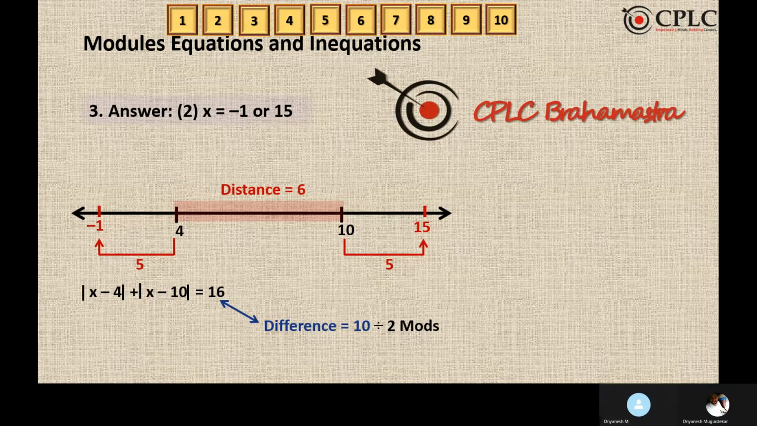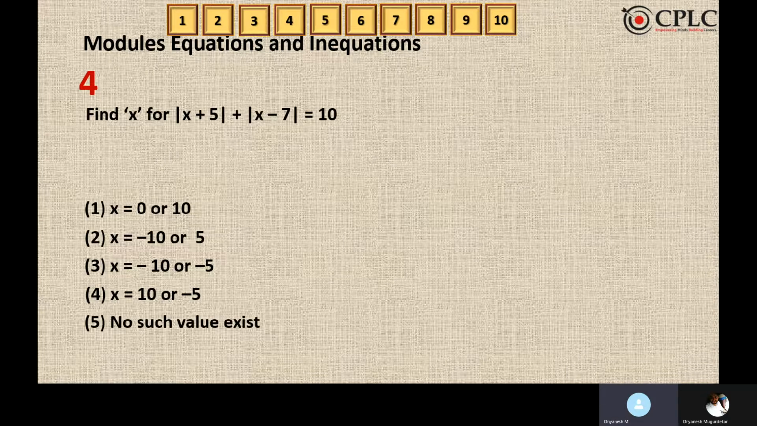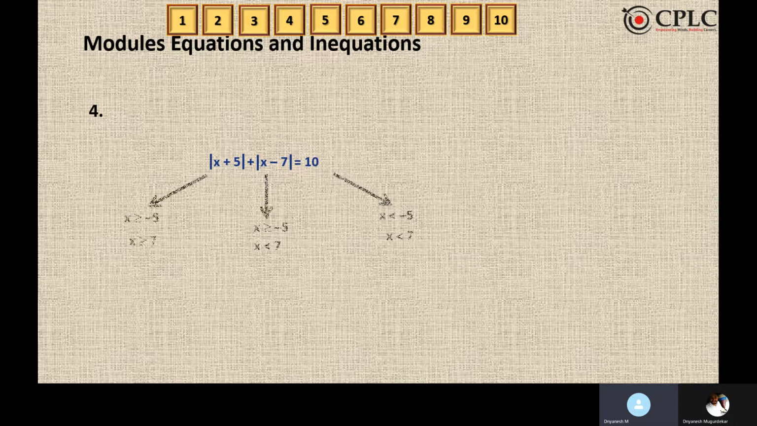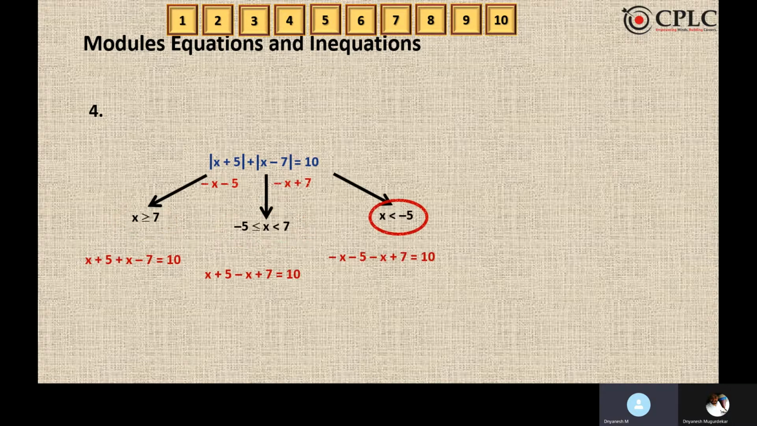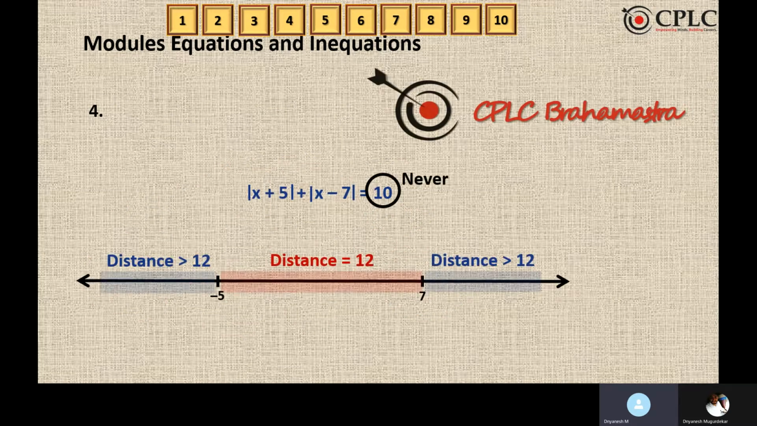Shortcut approach. Fourth one, again two moduluses. What you will do is the same thing. Points on the number line will be minus 5 and plus 7. When you understand, the distance itself is 12 units between minus 5 and 7, and the actual distance given between the 2 points is 10. The moment you go beyond minus 5 or plus 7 on either side, obviously the distance will be more than 12, which can never be 10, and hence no such solution exists.